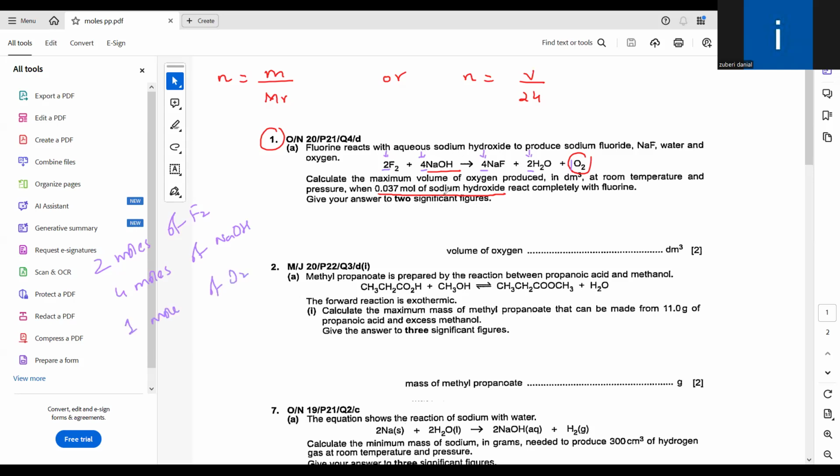Now, step one is to identify which 2 or 3 species they're talking about in the question. It narrates a story like fluorine reacts with blah blah blah. But the important thing is they want us to find the volume of oxygen. That means oxygen is what we are interested in. And what else? We are interested in NaOH because that's what's given in the question. That means we can ignore all other things. So this is NaOH, and that's oxygen. Those are the only two things we are interested in. Do you guys get this?